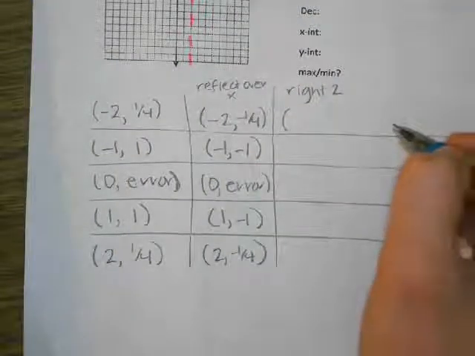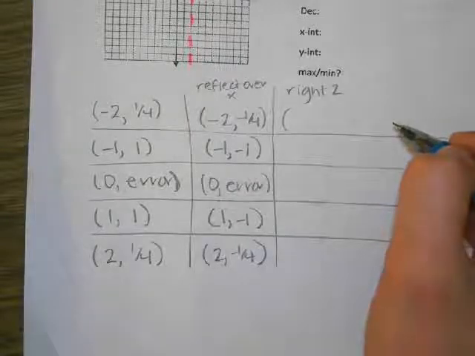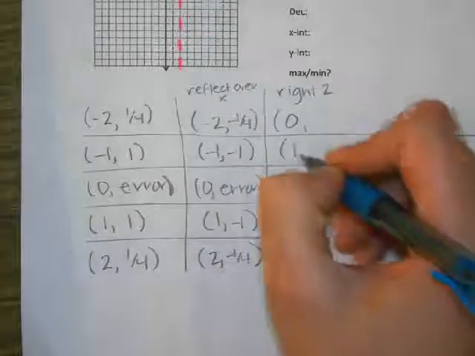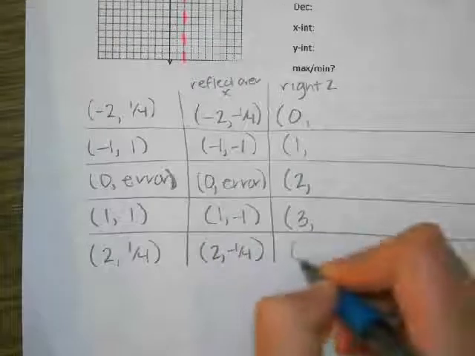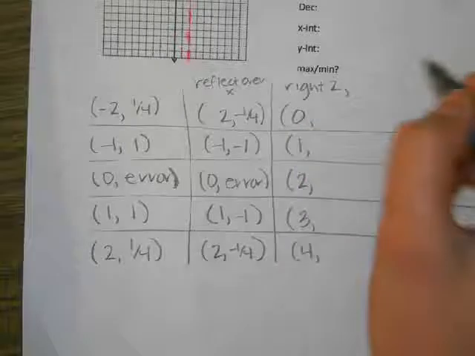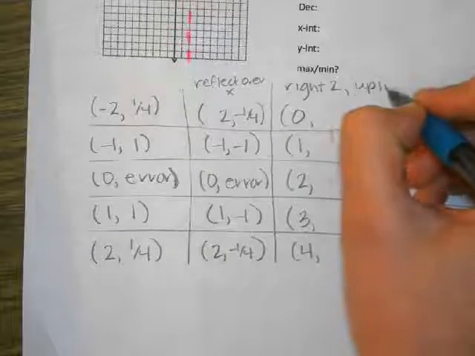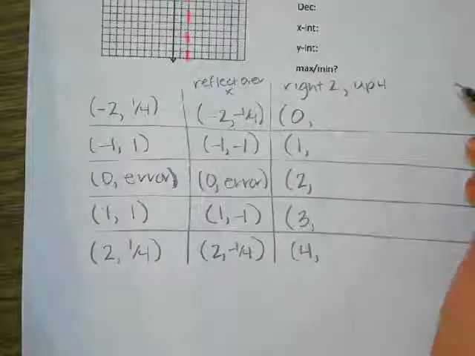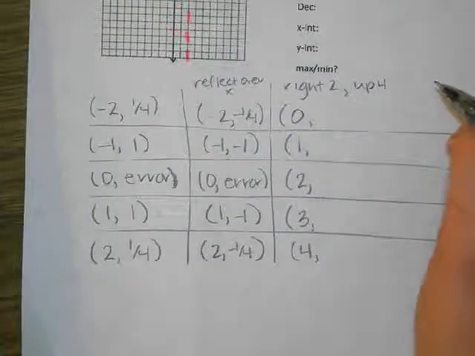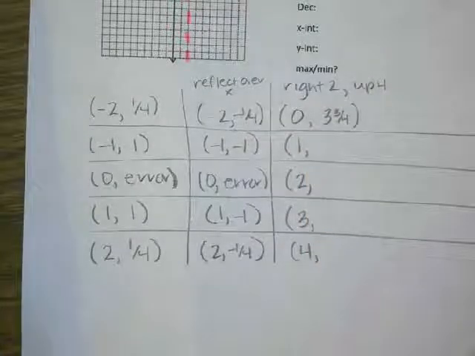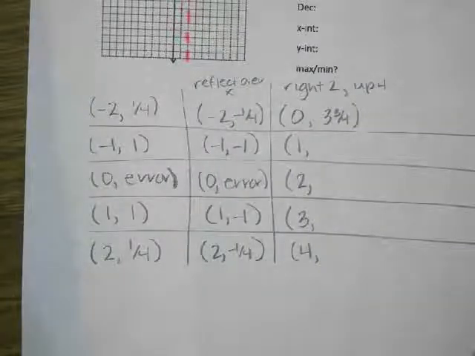So the first x coordinate should be 0, and then 1, and then 2, 3, 4. And then our other transformation is up 4. So if you have negative 1/4, and you add 4 to it, yeah, so it's 3 3/4. Right? You have negative 1 and you add 4 to it.